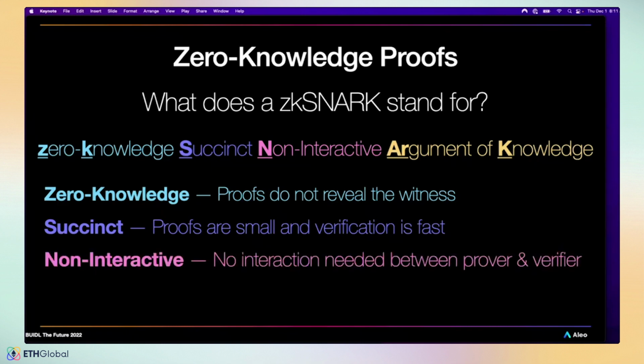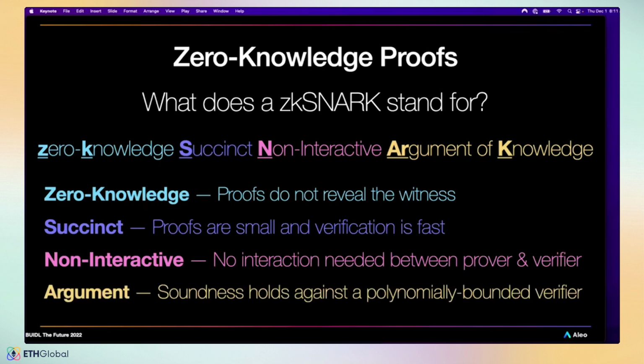A ZK snark is non-interactive. So what this means is that the prover, the party generating the proof, and the verifier, the party verifying the proof, do not need to talk back and forth for the verifier to be convinced that the proof is true. The verifier can independently verify without the need for communication. And a ZK snark is sound.